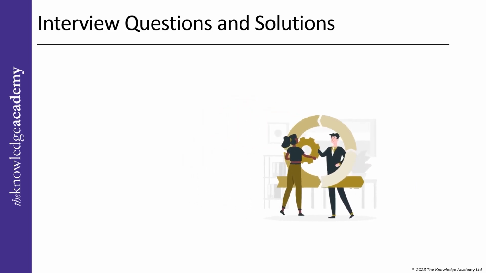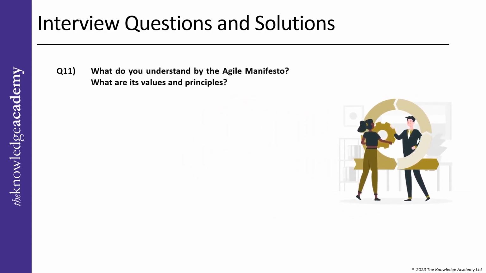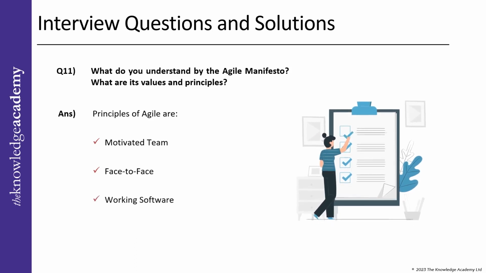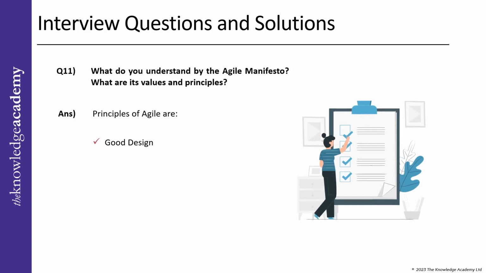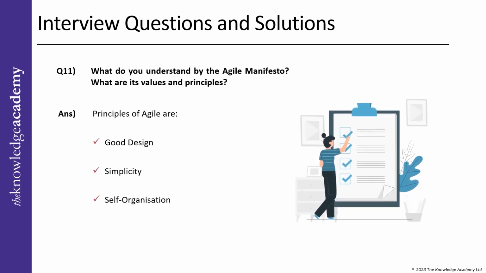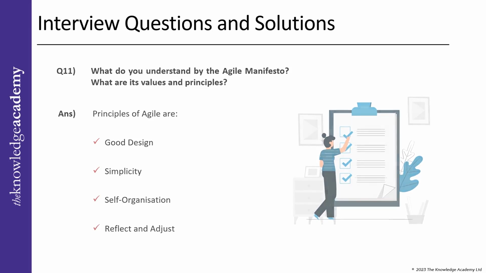Question 11. What do you understand by the Agile Manifesto? What are its values and principles? Motivated team, face-to-face, working software, constant pace. Good design, simplicity, self-organization, reflect and adjust.